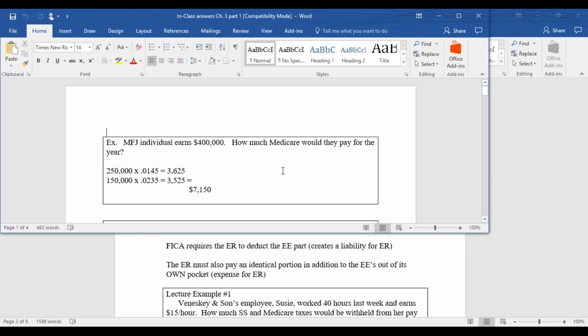As your answers, the first 250,000 is taxed at that lower rate because this is a married filing joint couple. They are at 250,000. Anything above that is taxed at the higher rate. So the next 150,000 that they earn to get up to the 400,000 is taxed at that higher rate. So therefore, the total Medicare tax that this couple would pay is $7,150.